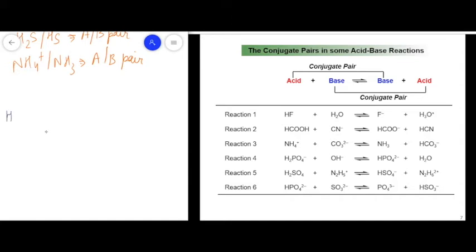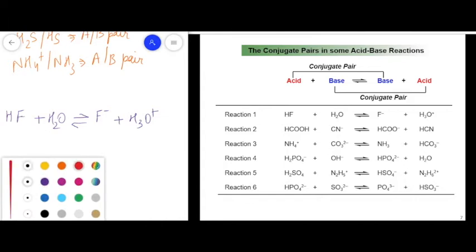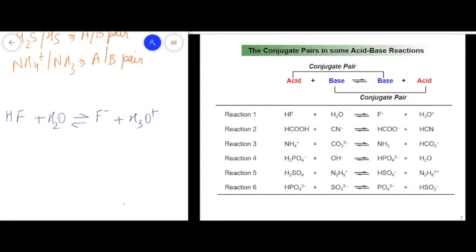What's happening in the first reaction is HF is reacting with water to produce F minus and H3O plus. So let's try and form our conjugate acid-base pairs here. Let's look at HF first. HF right here is getting converted into F minus. So what happened here is that HF donated its proton. It lost the proton, right? So that makes HF an acid, and its product is going to be its conjugate base. So an acid will produce its conjugate base.